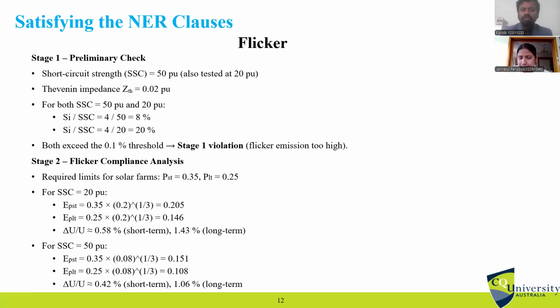We then examined voltage flicker, which measures how fast voltage varies due to renewable fluctuation. The initial test exceeded the limit, so we carried out a stage 2 compliance analysis under both strong and weak grid conditions. The resulting short-term and long-term flicker indices, roughly 0.15 and 0.10, were well within NER planning limits. This means the solar farm won't cause noticeable flicker or voltage disturbance to consumers.